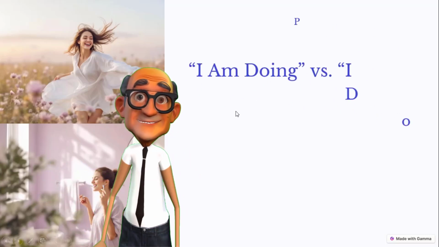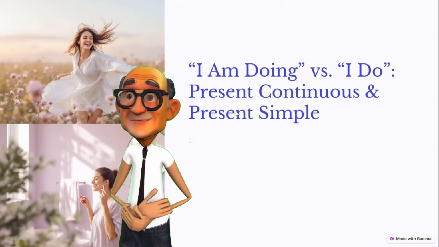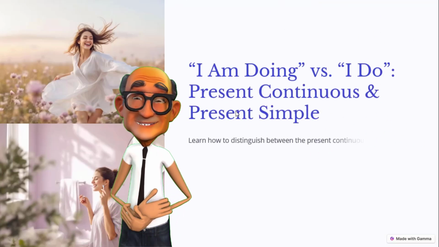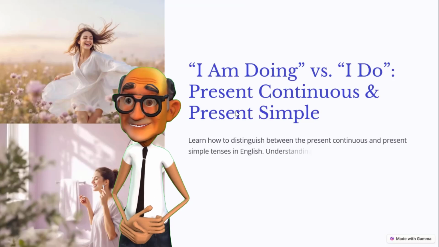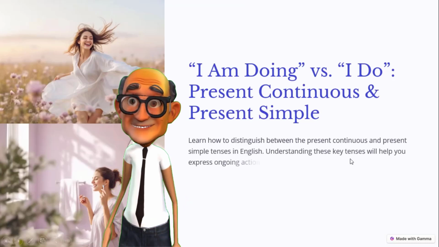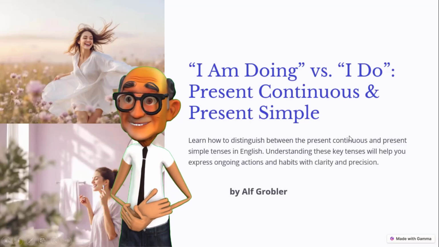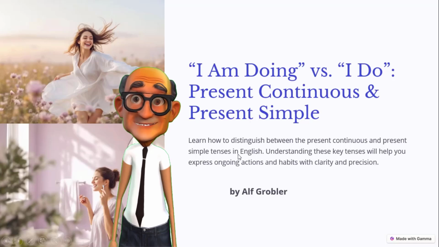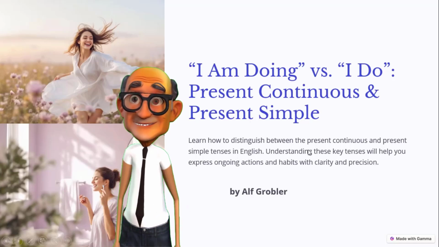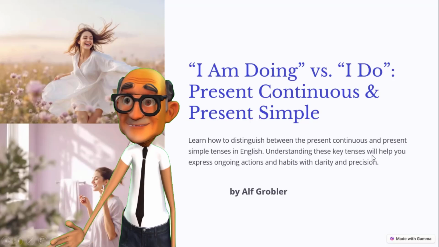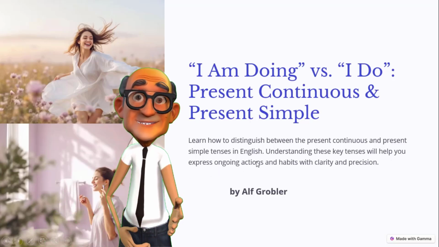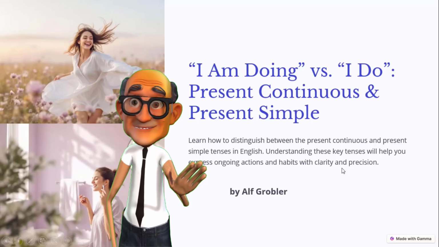Okay, as you can see, we've got some very nice pictures over here. And let's have a look at what the next lesson is all about. I'm doing versus I do, that is present continuous and present simple. So let's look at our objective: learn how to distinguish between the present continuous and present simple tenses in English. Understanding these key tenses will help you express ongoing actions and habits with clarity and precision.